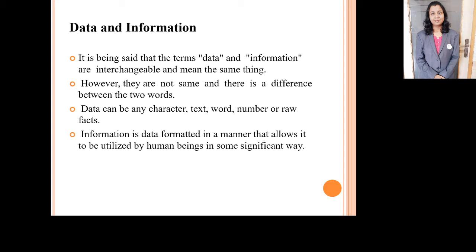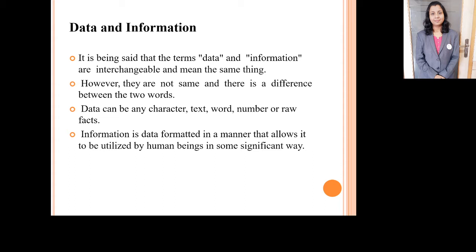Basically, data can be any character, text, word, number or raw facts. So what is data? If someone asks you what is data, data is a character, data can be text, a word, a number or raw facts. Raw facts means the data that is not processed.